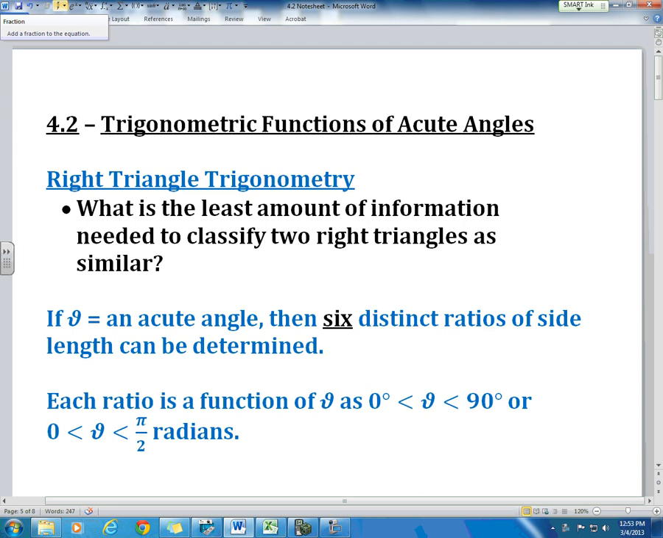What is the least amount of information needed to classify two right triangles as similar? If you think back to your geometry days, what would the answer to this question be? The least amount of information needed to classify two right triangles as similar.